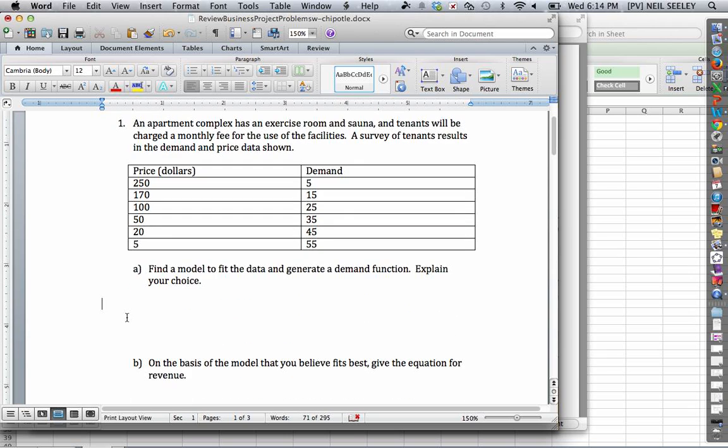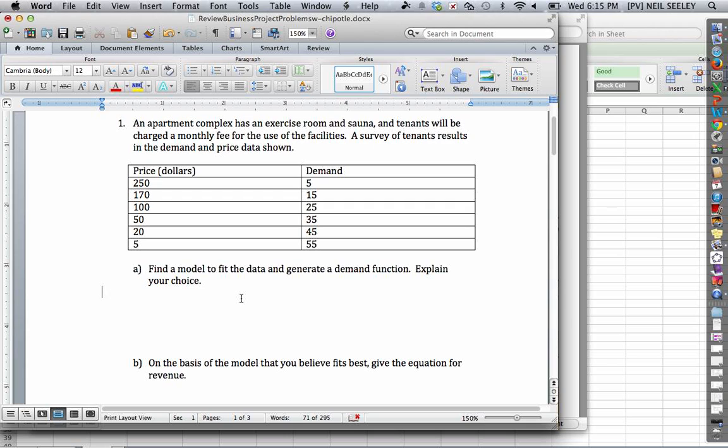So it says find a model to fit the data on this apartment complex: price, sauna, exercise room. The way you get this kind of data is basically what are you willing to pay for this particular apartment. Same kind of stuff that we did in class. We did the Chipotle data, which I'll show you, by the way, you can take a look at. Sorry we didn't get to share in class, but time does get away.